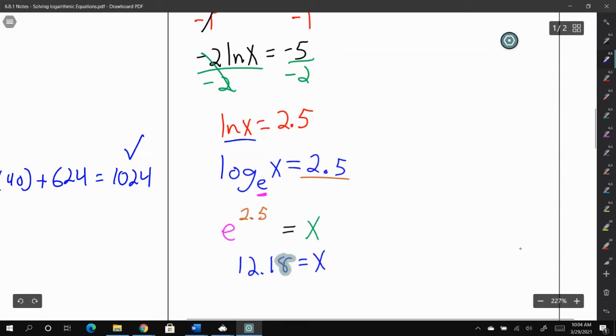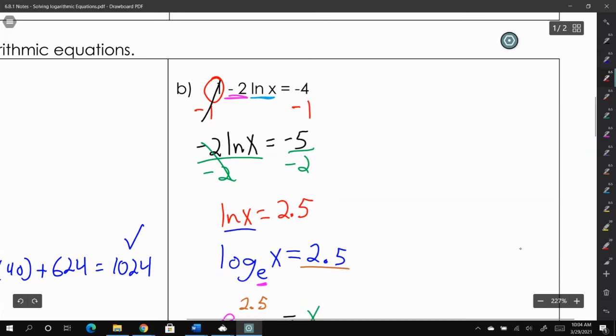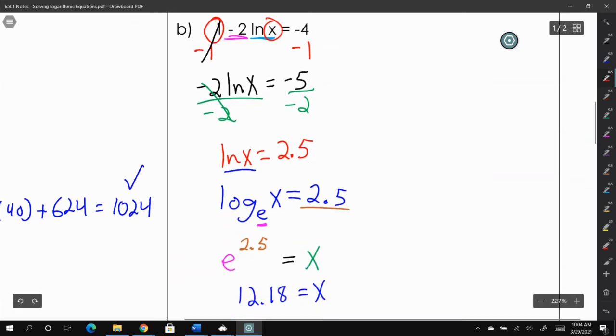Now we need to plug that back in. Well, look up here. All we have is just x. It's not x plus something, it's not x minus something. So when I plug that in, it's just going to be whatever value we have here, 12.18.